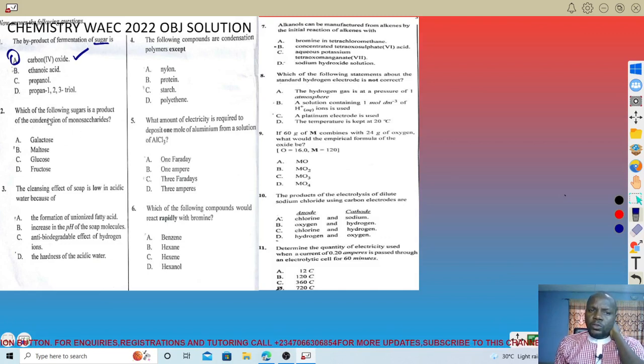The next one also falls on the same thing, still on sugar and fermentation, or carbohydrates. Which of the following sugar is a product of condensation of monosaccharides? You can say condensation of monosaccharides. So when you say condensation, you are adding two or more monosaccharides. It's either you have disaccharide or polysaccharide. In fact, in biology, you also have what is called trisaccharides, also in chemistry, which we can also explain.